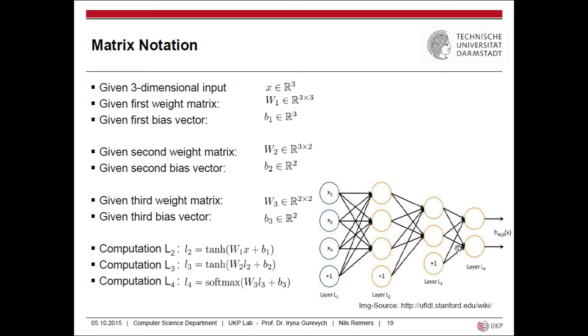vector of 2 dimensions. And to compute the output, given our input, we first compute W1 times X plus B1, and then we compute the activation function, tangens hyperbolicus, and then we get the values for these 3 neurons. Then we go on, compute the next level, so we compute W2 times L2, add the bias value, and we get the values from here. And then we compute the activation for the last one, it's W3 times L3 plus B3, and we get the activation for them. Instead of using the tangens hyperbolicus, you usually use the softmax classifier.